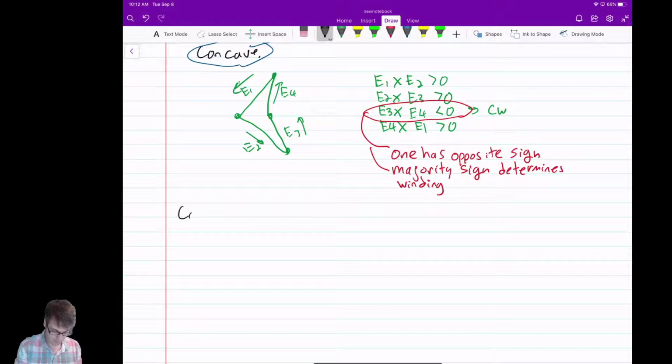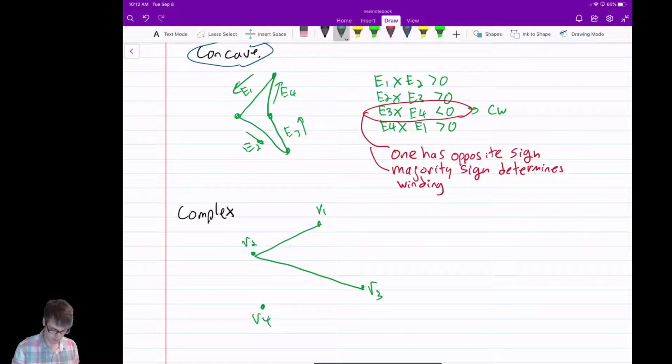We also have complex quadrilaterals. Let me draw one for you. So V1 goes to V2, goes to V3, goes to V4, and goes back. So this is complex. There's a cross here. It self-intersects, okay? So that makes it a complex one. Let's do the same exercise. This is my edge 1. This is my edge 2. Edge 3, they go like this. And then edge 4 goes that way.